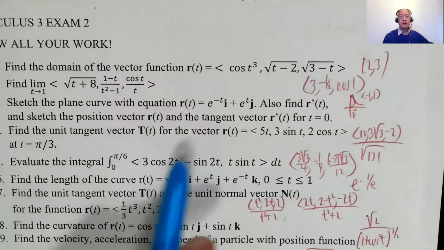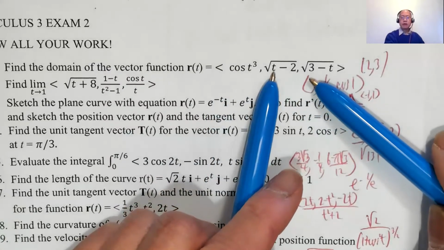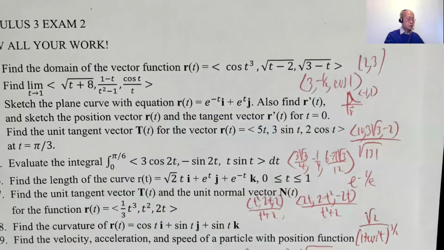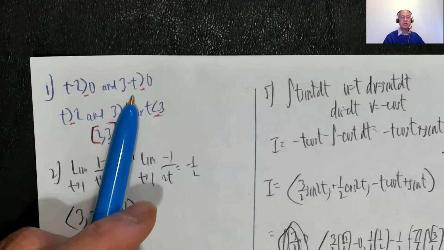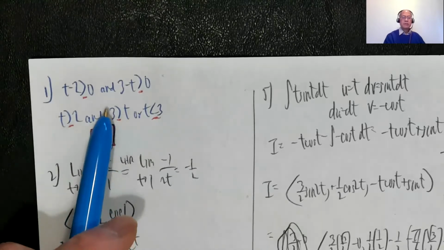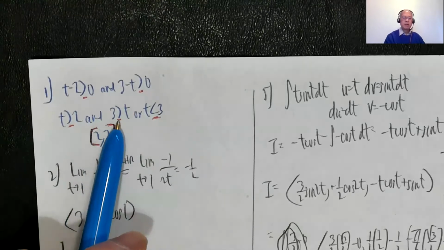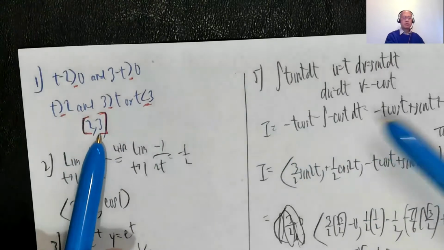Okay, number 1, find the domain. This one is all real numbers. Both of these having square roots have to be greater than or equal to 0. So t minus 2 greater than or equal to 0, and 3 minus t greater than or equal to 0. This says t is greater than or equal to 2. Add t to both sides: 3 is greater than or equal to t, or t is less than or equal to 3. Put these together and you have bracket 2, 3 bracket.